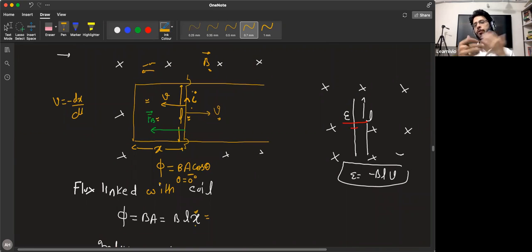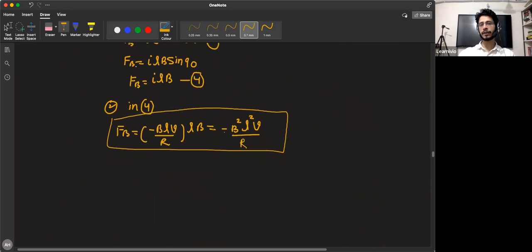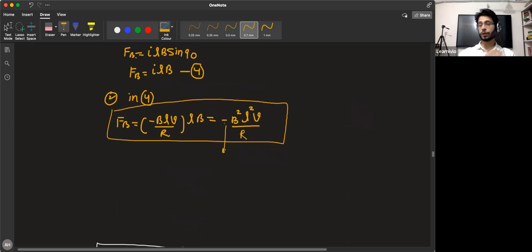Lenz's law says whenever you have some induced EMF, the induced EMF will oppose its cause. Here the cause is velocity. So the EMF is opposing this velocity by applying a force in the left hand side direction. So this is the magnetic force which is acting on the wire. You can interpret this negative sign in two ways.